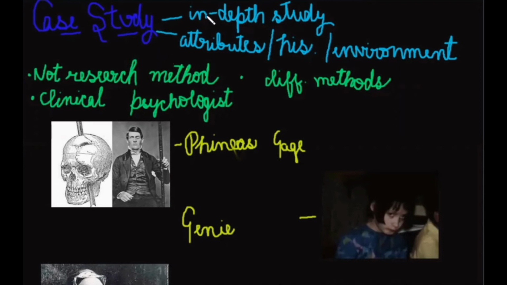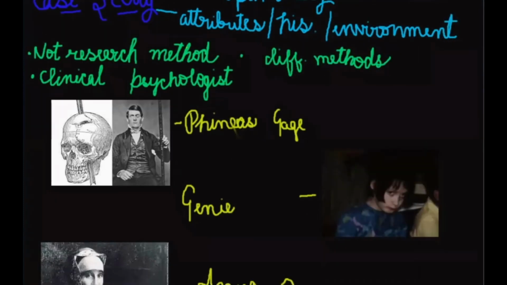Now, an in-depth study of an individual about what? About his psychological attributes, about his psychological history, or about his psychosocial environment, or about his physical environment. So this overall is a case study: an in-depth study of the individual in terms of his psychological attributes and psychological history, in the context of his psychosocial and physical environment.